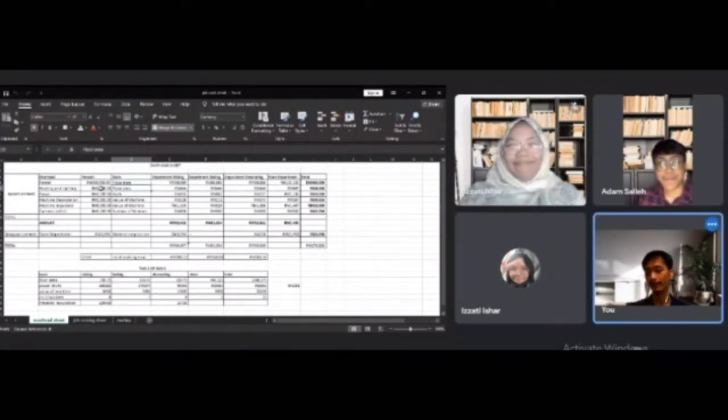The second overhead was heating and lighting. The basis we use is floor area. So the formula we use is the same as the rental, but the value is different because we multiply by 2,000. So department mixing got 444. Baking has the same value because it has the same floor area, as well as decorating.